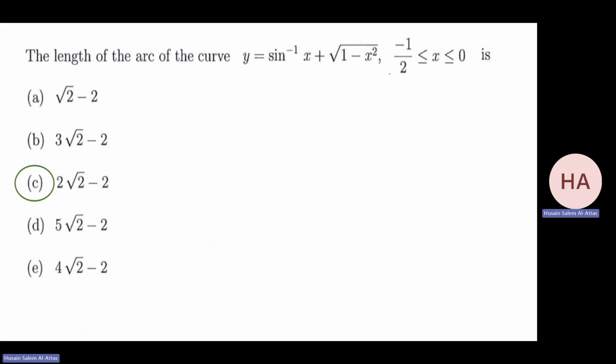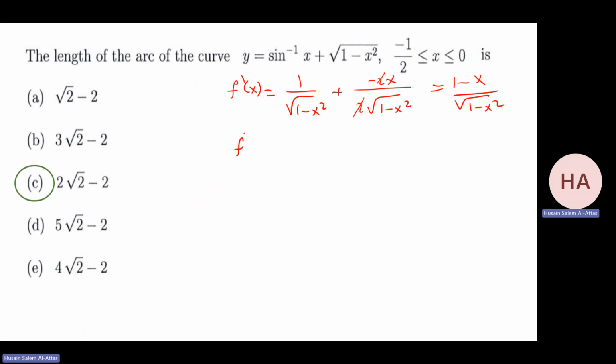Now this is a different one, not the same. So I have f prime of x is 1 over square root 1 minus x squared plus this, which is 2 square root 1 minus x squared times minus 2x. So 2 cancelled, and I have 1 minus x over this. F prime of x all squared will be 1 minus x squared over 1 minus x times 1 plus x. So that gives me what? This is cancelled. I have 1 minus x over 1 plus x.